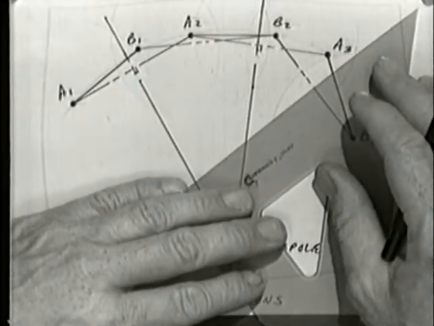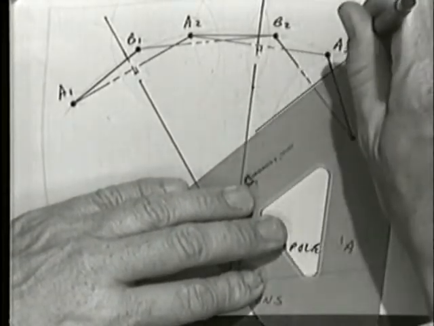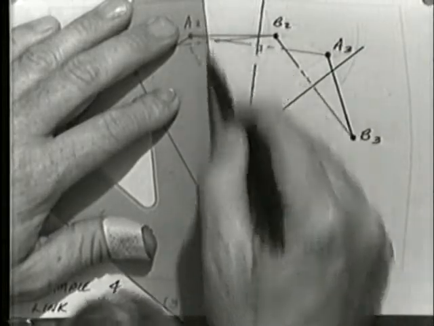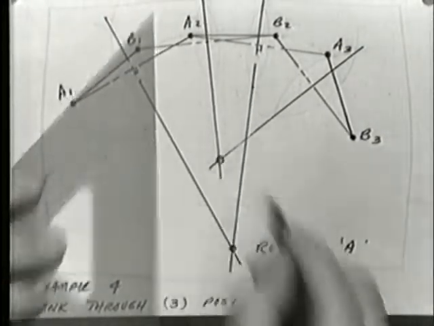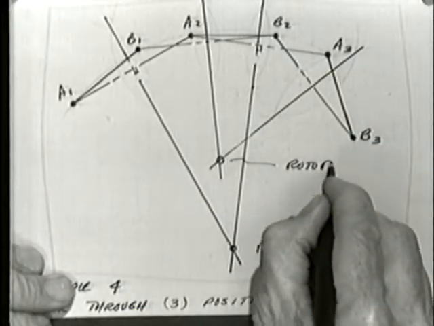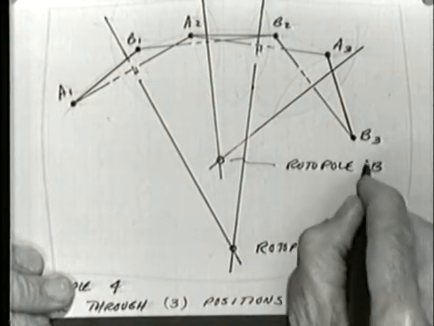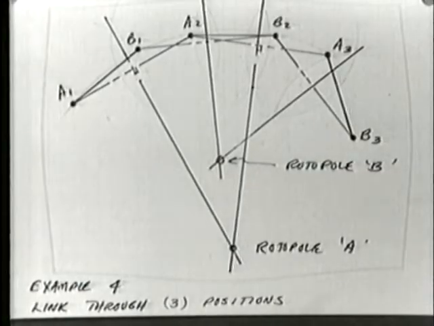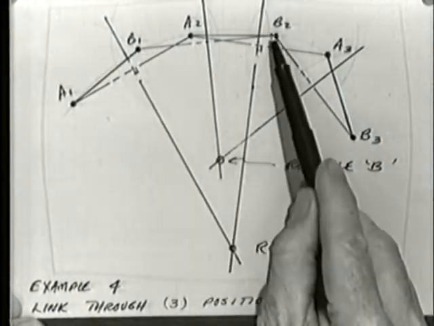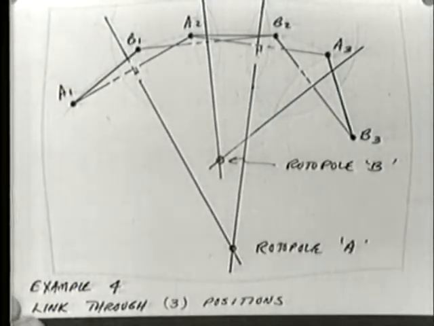And their intersection will give me another rotopole, which will be the rotopole B right there. And that point, rotopole B, is the center of the arc which will contain B1, B2, and B3. Now all I have to do is connect the dots.